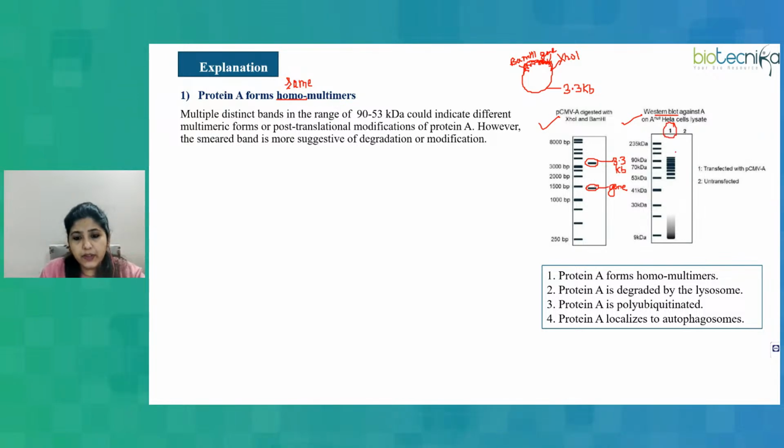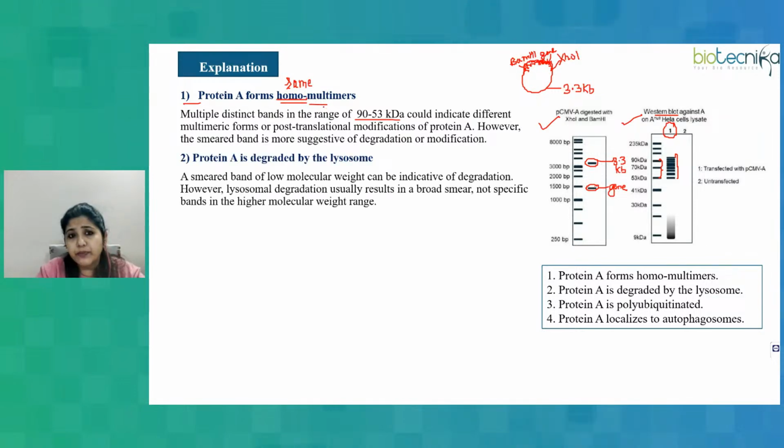the cells transfected with vector are showing multiple bands. Here it is mentioned protein forms homomultimer. If it were a homomultimer, we would not have got these different size bands. You can see they are in the range of 90 to 53 kilodalton. If they were the same, we would have got a single band. So it doesn't indicate homomultimers, therefore the first option cannot be the answer.